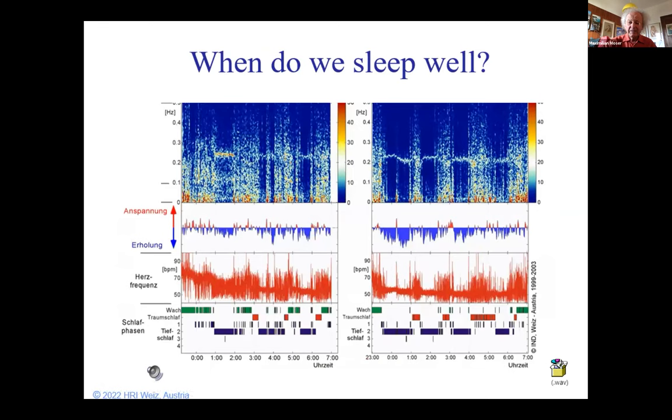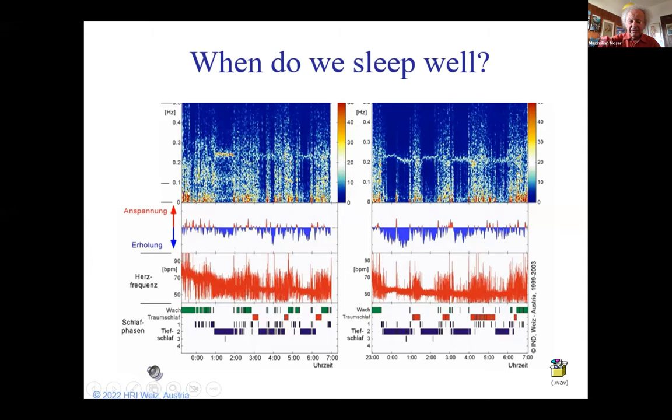The good sleep is on the right side, the bad sleep on the left side. Now, what's the main difference? The main difference is the order of the two things. If the night is well ordered, like here, then you have a good night. Medical people talk about so-called sleep architecture. And this sleep architecture is not well recorded here.